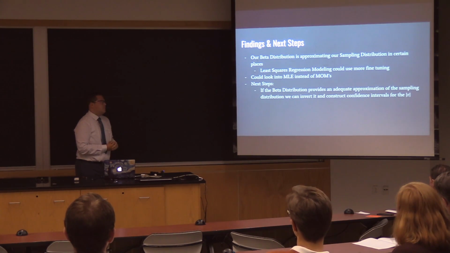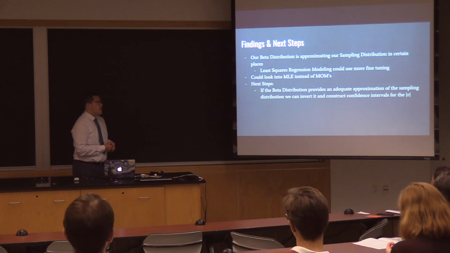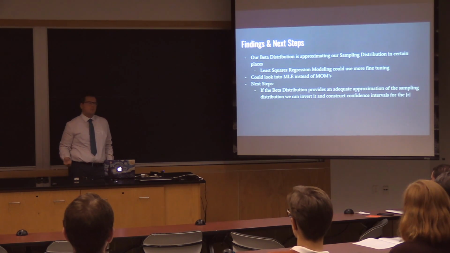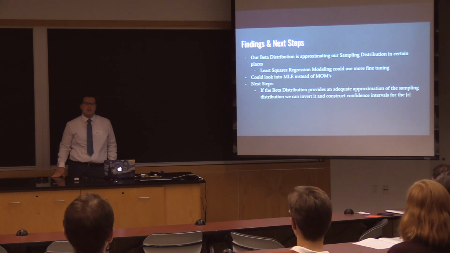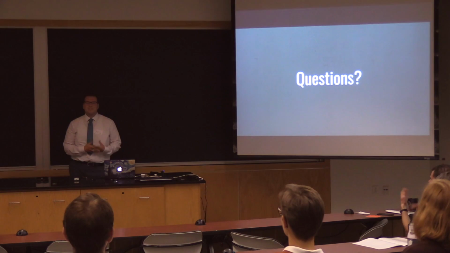And then after that, once we've determined that the beta distribution provides an adequate approximation of the sampling distribution, we could invert it and construct confidence intervals and be able to predict rho, which is normally an unknown value in the real world. And that concludes my talk.